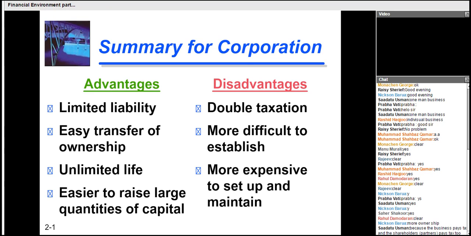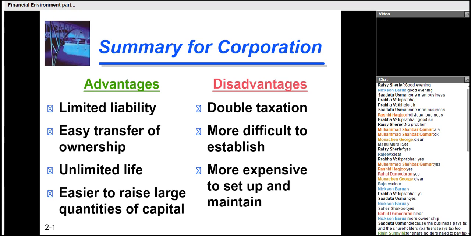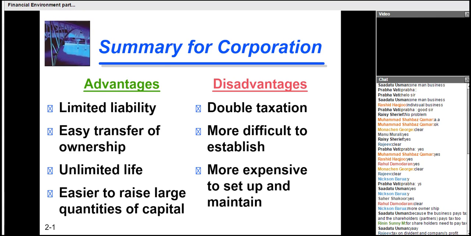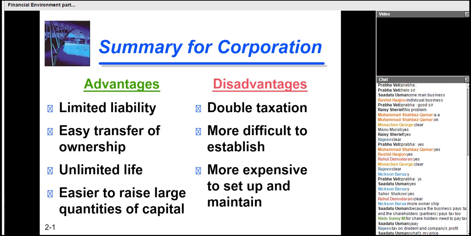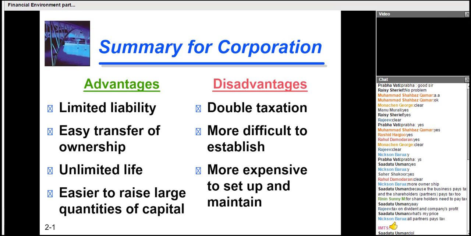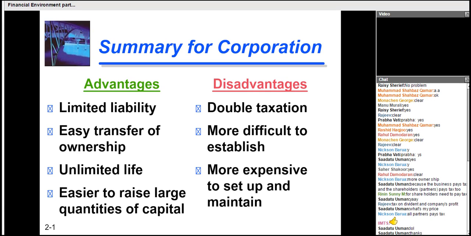Because the business pays tax and the shareholders, partners pay tax too. That's good. So Dhatu has given the right answer. Shareholders need to pay tax. First of all, the business will be paying the tax. Here you go, this is your gift. What I'm saying is that's true, because first of all, the tax is deducted from the corporate. Then still you have to pay the tax out of your income. So that's why there is double taxation.